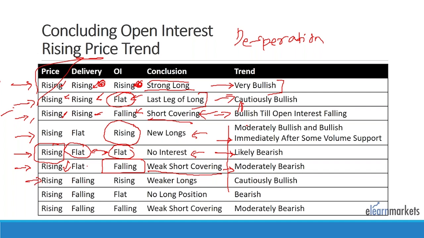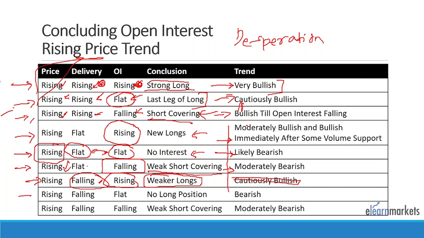Again, price rising, delivery is falling, and open interest is rising. That means people are not at all interested in taking delivery of that stock, although open interest has gone up. So there are weaker guys who have come into the system. So this is the case of cautiously bullish.